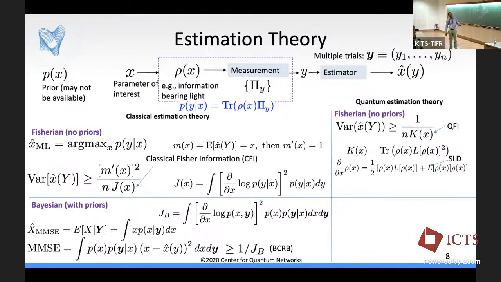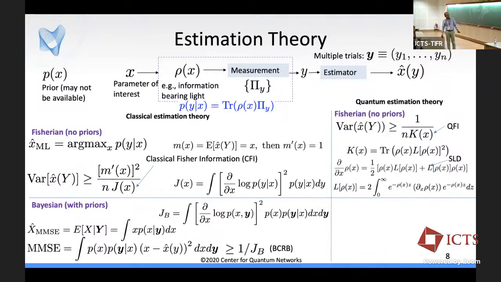But then you can actually solve for the SLD, the symmetric logarithmic derivative operator that appears here, which takes the role of this score function. And you can write this in this very interesting way. And I think, Sai, you had derived this. It goes as e to the minus rho of x times z, this is the derivative of rho of x with respect to x, and then again e to the minus rho of x times z.